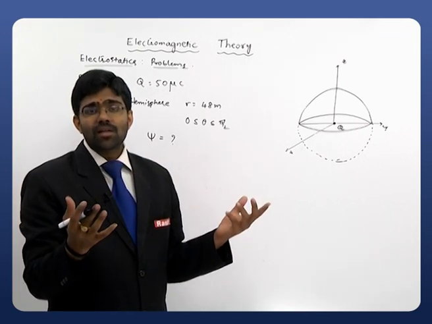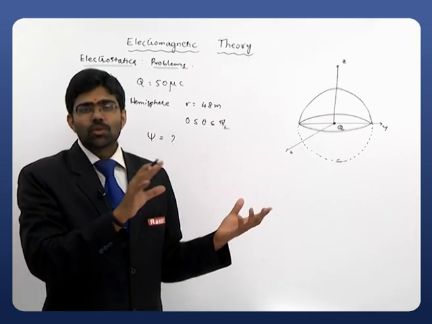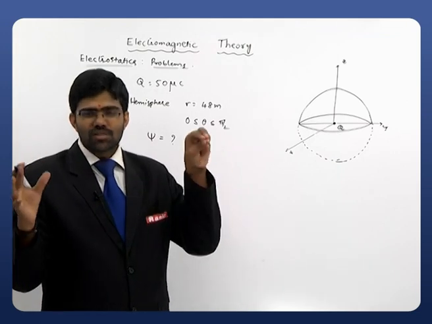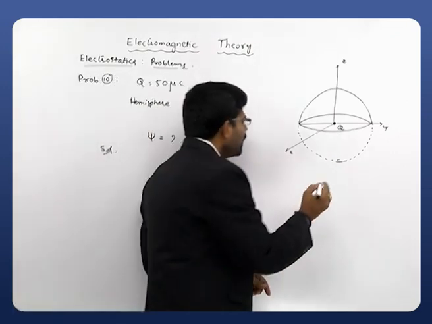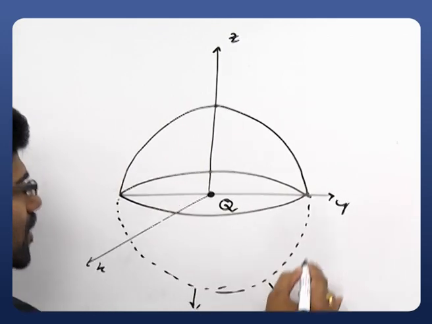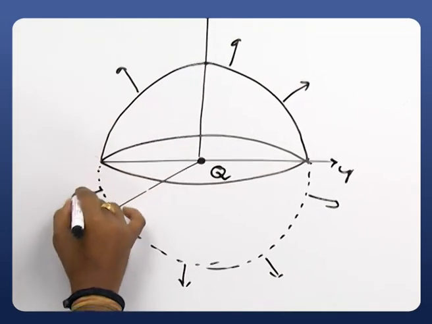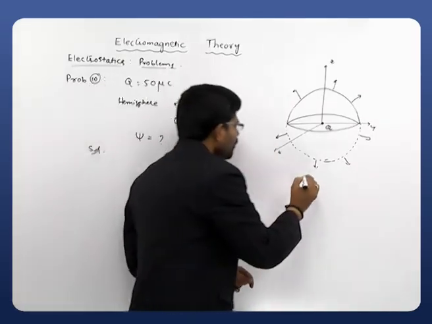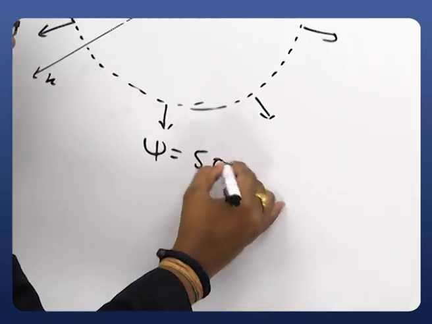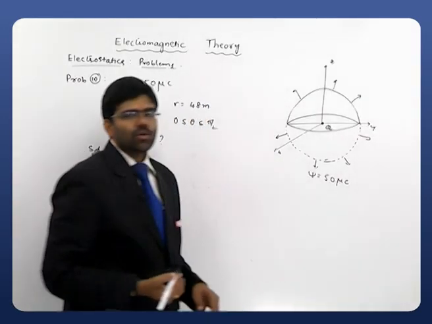Using Gauss law, you can directly relate the flux and charge: the total flux passing or leaving is equal to the charge enclosed. So the total flux passing through the complete sphere is the charge, that is nothing but 50 microcoulomb. So the total flux leaving is just 50 microcoulomb.